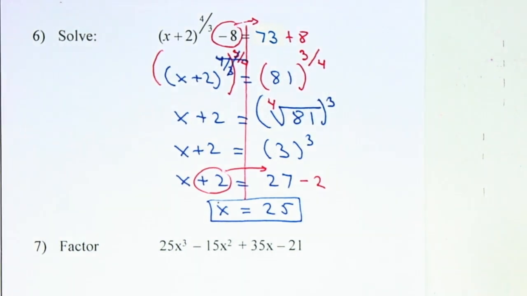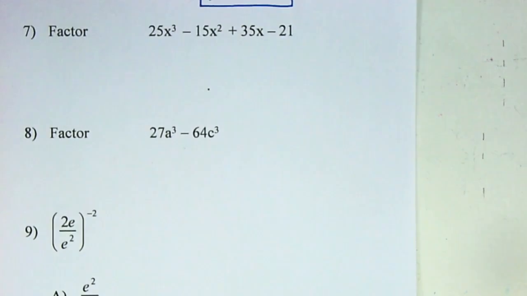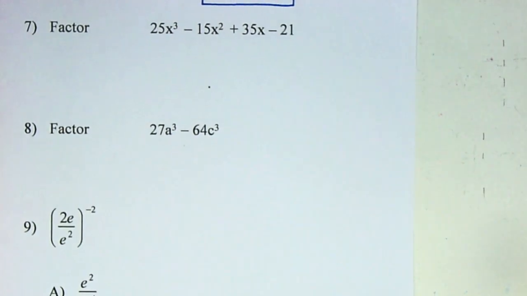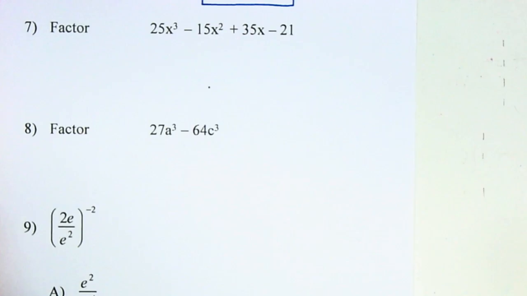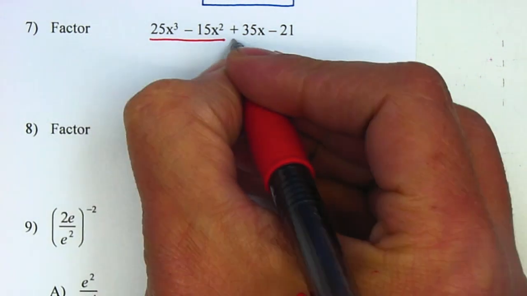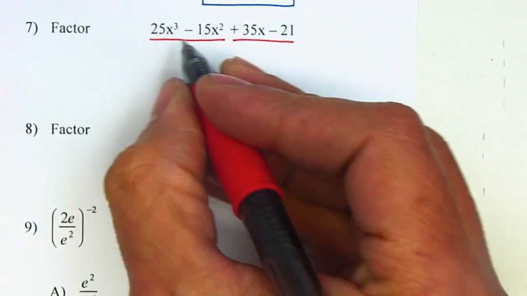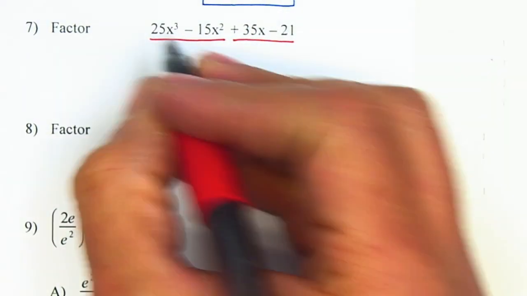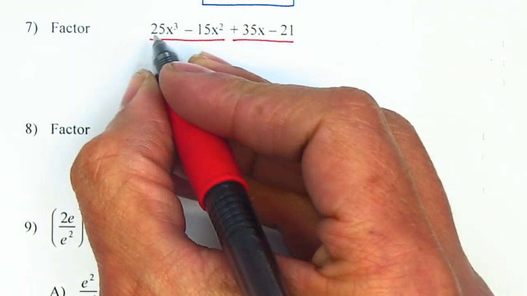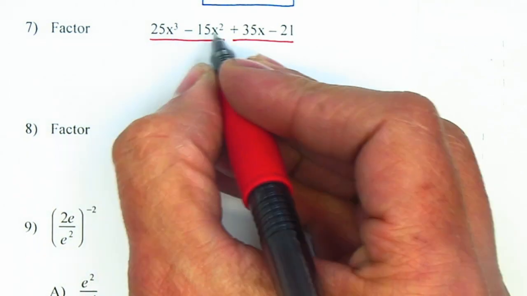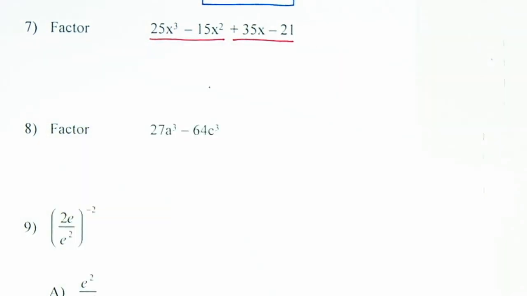Now let's continue with number 7 and 8. To factor, we have two types of factoring. When we have 4 terms, we want to be able to do it by grouping. So I'm going to group the first 2, I'm going to group the next 2. What can I factor out of the 25x to the third and the negative 15x squared?